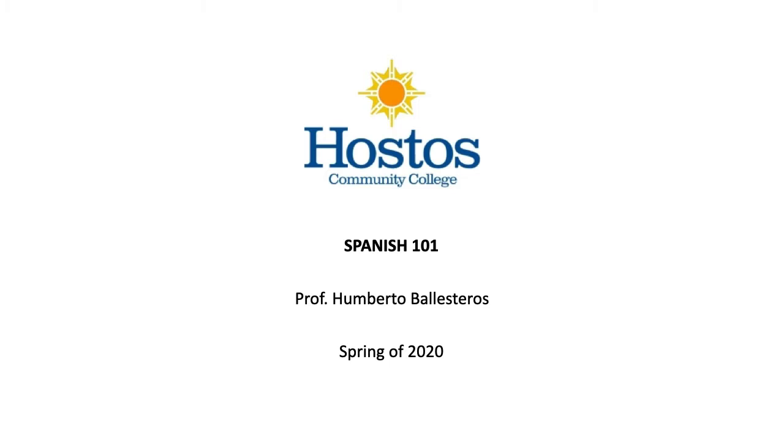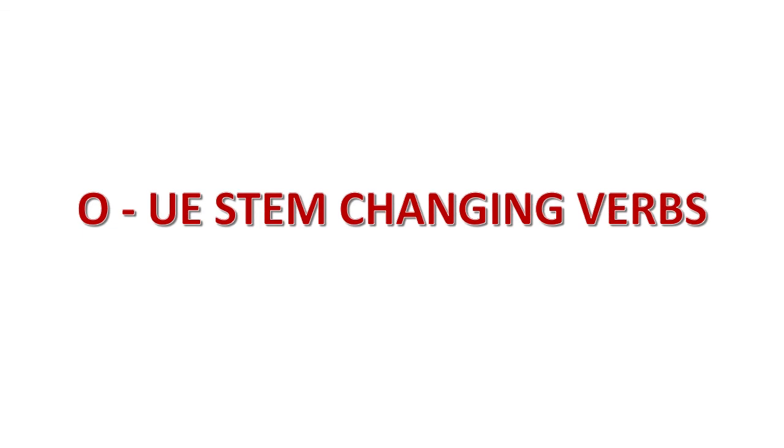Today, we are going to go back to a topic that we already introduced a couple of videos ago, stem changing verbs, okay? But today we are going to discuss a different group of stem changing verbs. We had done the e to ie stem changing verbs. Today we are going to do the o to ue stem changing verbs, or if you prefer to pronounce that in English, the o to ue stem changing verbs.